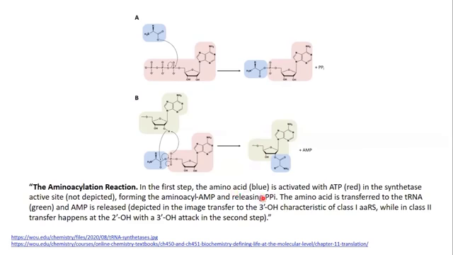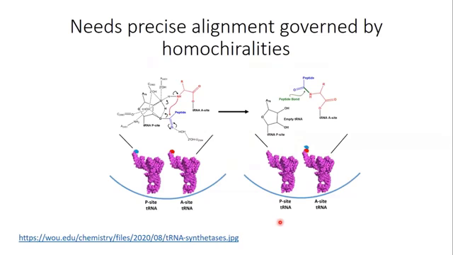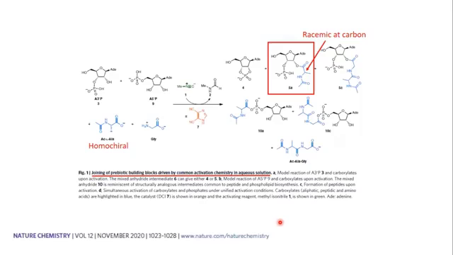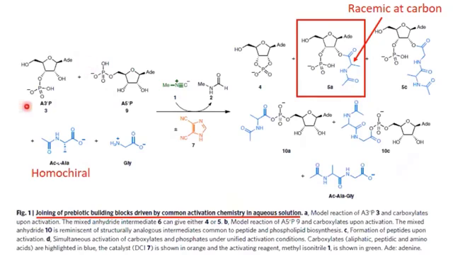So he develops some chemistry that he thinks might be prebiotically relevant. And you need precise alignment guided by these homochiralities. So these all have to be chiral when it's used in nature. But here's what he comes up with. So what he does is he buys this material. He buys these nucleotides. Here's some nucleotides. He buys the homochiral amino acid.